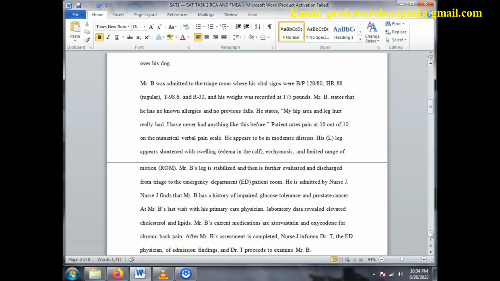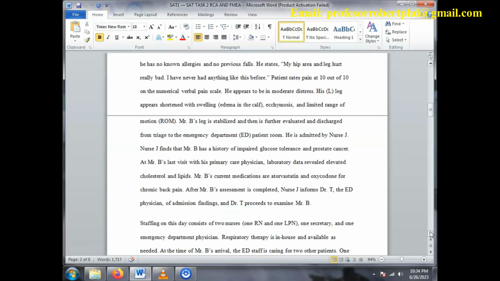His leg appears shortened with swelling, edema in the calf, ecchymosis, and limited range of motion, ROM. Mr. B's leg is stabilized and then is further evaluated and discharged from triage to the emergency department patient room. He is admitted by Nurse J. Nurse J finds that Mr. B has a history of impaired glucose tolerance and prostate cancer. At Mr. B's last visit with his primary care physician, laboratory data revealed elevated cholesterol and lipids. Mr. B's current medications are atorvastatin and oxycodone for chronic back pain.